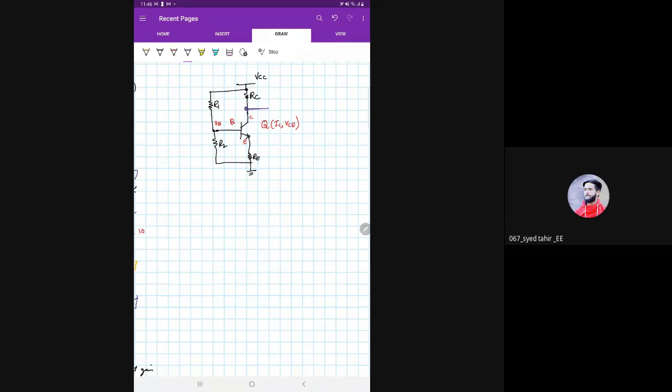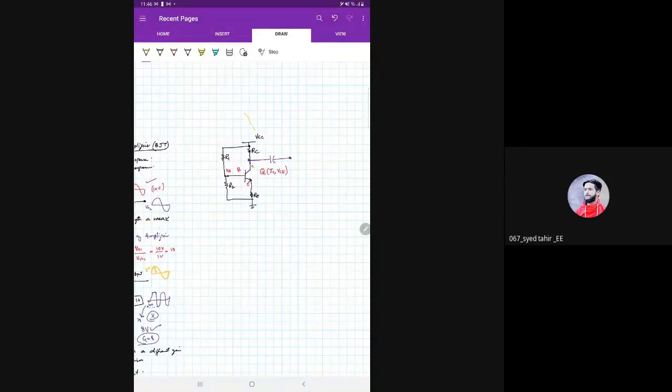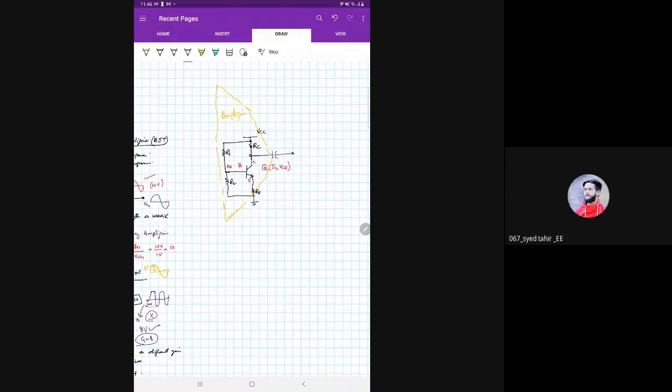But please remember output is always taken from collector, and if output is taken through a capacitor, then this is a capacitively coupled amplifier. Okay, so this entire region, I should mark it like this. This is your amplifier. अभी इसमें सिर्फ आउटपुट टर्मिनल हमने मार्क किया है. इनपुट मैंने नहीं किया मार्क लेकिन आउटपुट किया मार्क.